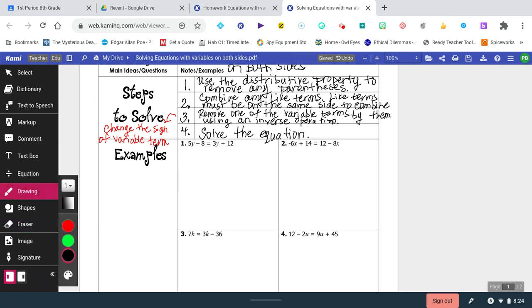So now I'm going to show you by getting rid of the 3y. Okay, so I'm going to remove it by changing the sign of the variable term. So 3y will go to negative 3y.